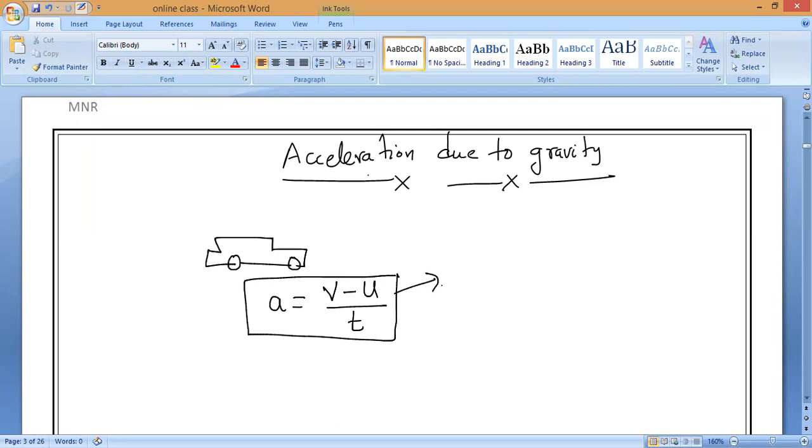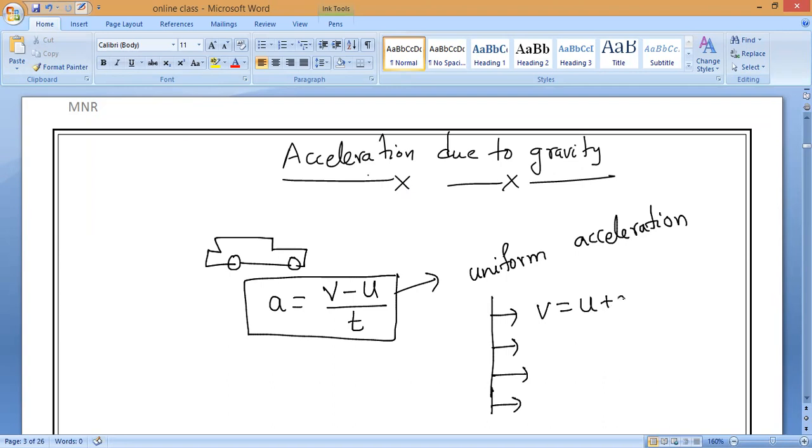Now, if the body has uniform acceleration, then, Hari, tell me, to represent the motion of a body with uniform acceleration, we have 4 equations of motion. What are those 4 equations of motion? v = u + at. Second one, s = ut + 1/2 at².